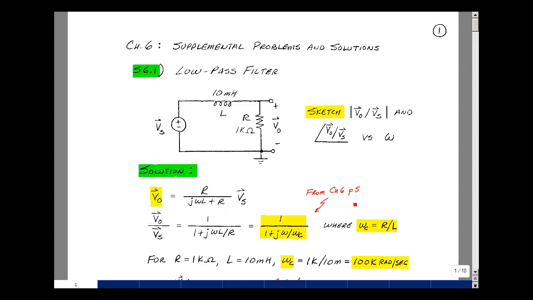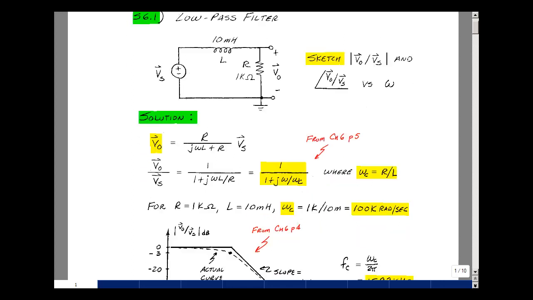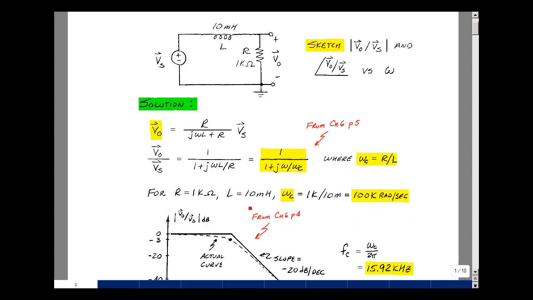In Chapter 6 on page 5, we defined the form of a low-pass filter, and it was 1 over 1 plus j omega over omega C. In this case, omega C is R over L. For the values of R of 1K and L of 10 millihenries, omega C is equal to 1K divided by 10 milli, and that's 100 kiloradians per second.